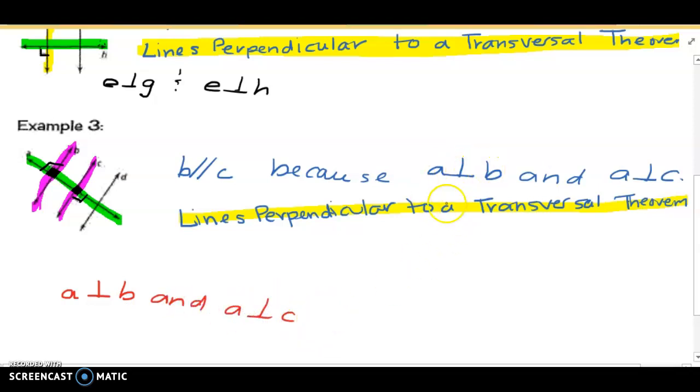Once again, the lines perpendicular to a transversal theorem tells us that if the same line, in this case line A, is perpendicular to 2 different lines, B and C, then the 2 different lines have to be parallel. So I can conclude that B is parallel to C because A is perpendicular to both B and C.